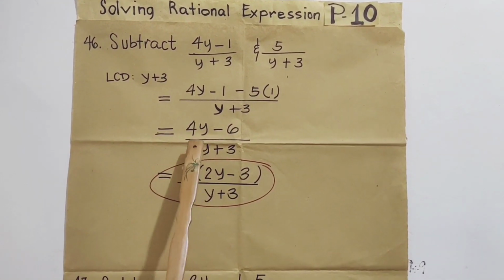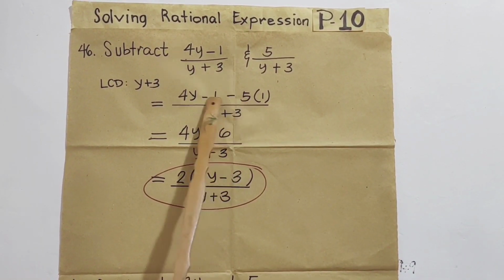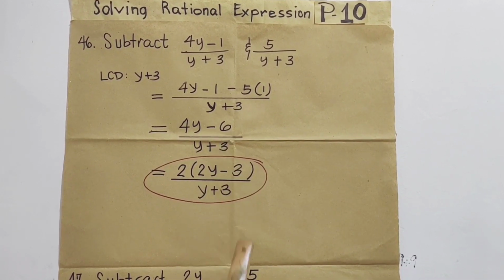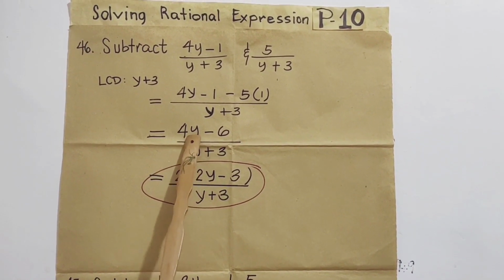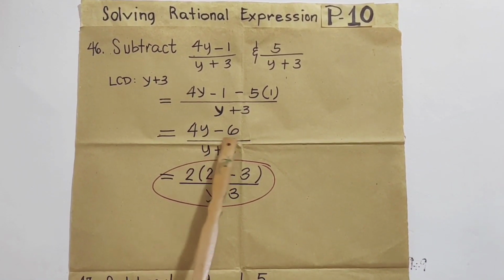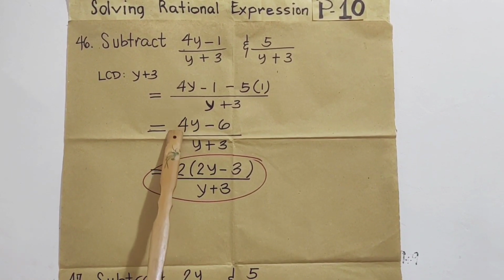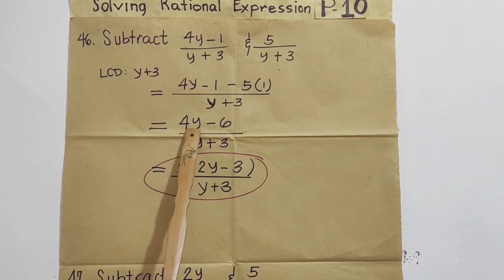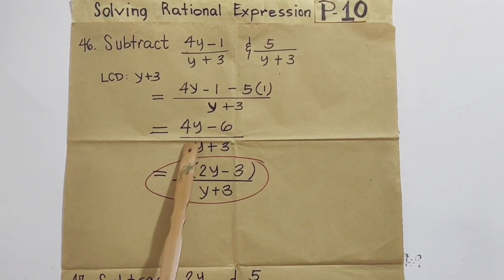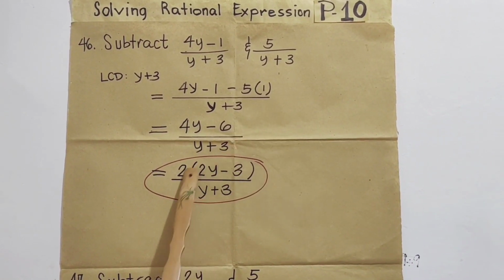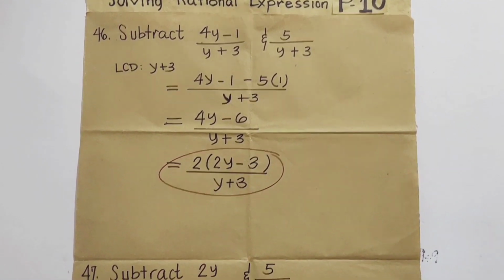And then we're going to simplify for y: negative 1, negative 5 times 1 equals negative 5, then plus negative 1 equals negative 6. Then over, just copy the denominator. Then we have 4y minus 6, and we factor this. The common factor of 4 and 6 is 2, so we multiply this by 2. We write the parentheses, and 4y divided by 2 equals 2y, and 6 divided by 2 equals 3. And just copy the denominator. So this will be our final answer.